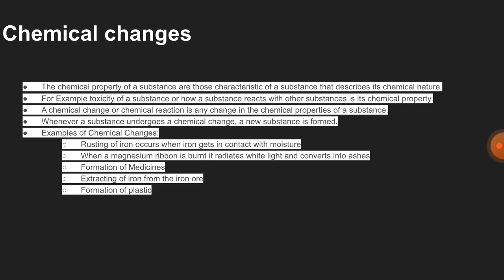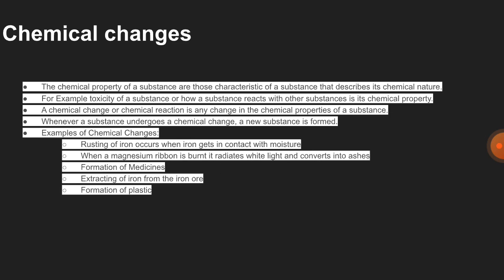Moisture means some humidity in the atmosphere. Humidity means water drops are there. When they contact the iron things, new substances are formed. That is rust. When a magnesium ribbon is burnt, it radiates white light and is converted into ash. The magnesium ribbon is a metallic thing. When you burn it, ash remains, and some radiation, some light, comes out. That we can call a chemical change.